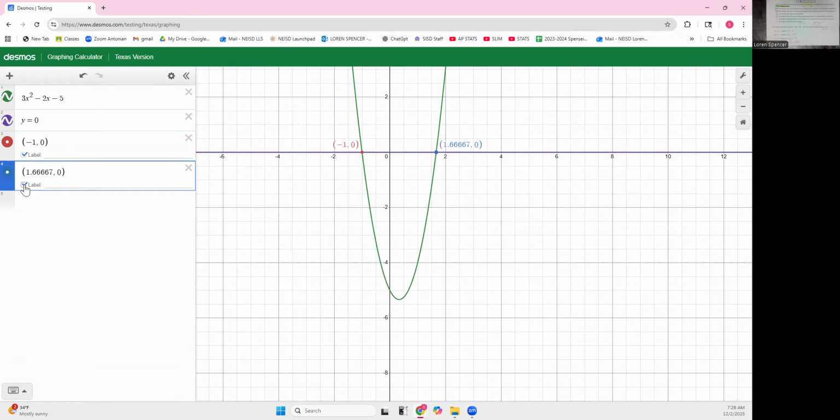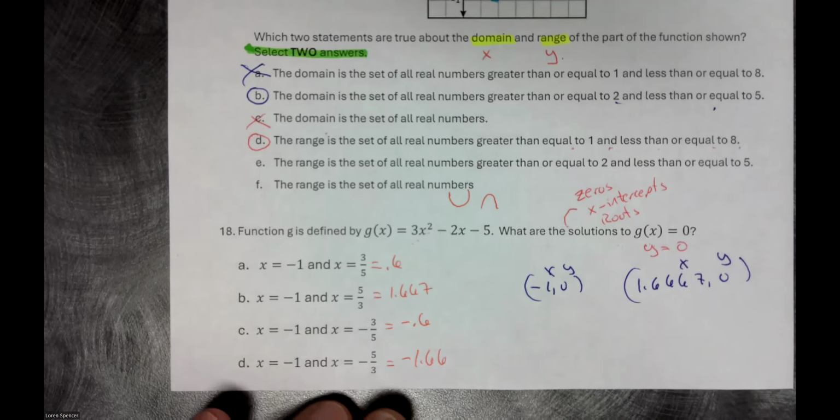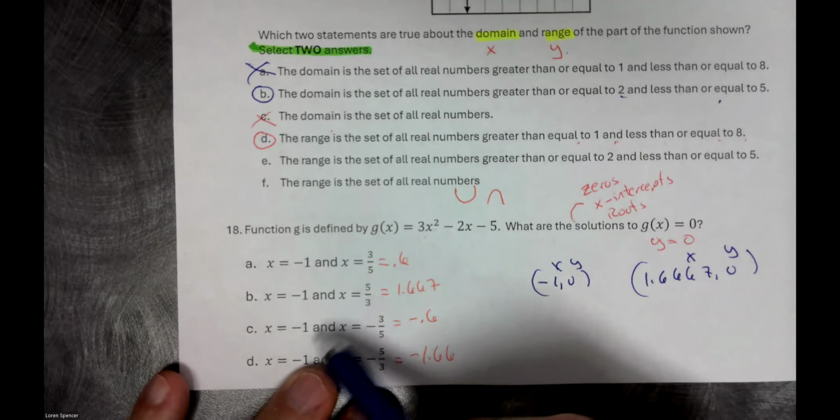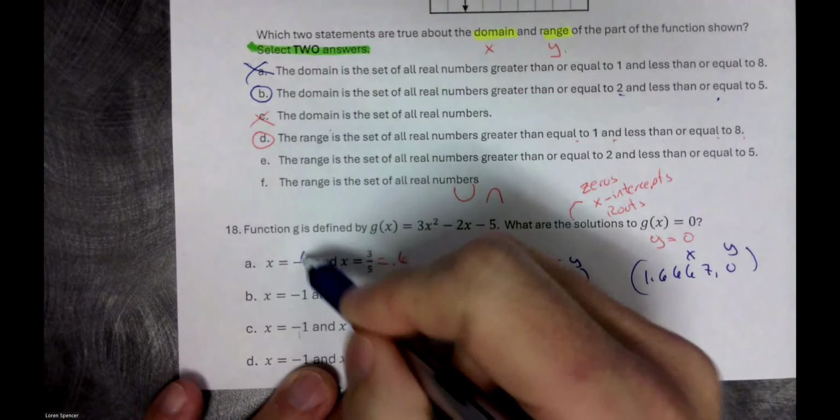So it crosses at negative 1, 0. And then it also crosses at 1.667. So those are my answers. So I need to go check my sheet to find out where that is. Well, all of them have the negative 1. Okay, so that didn't help us out.